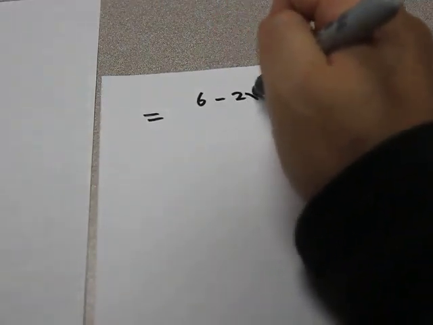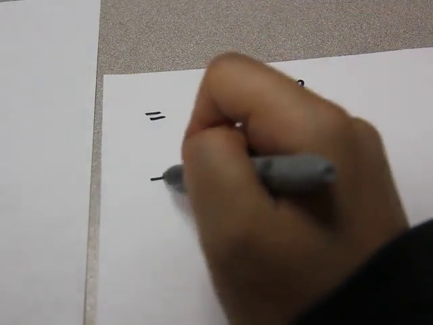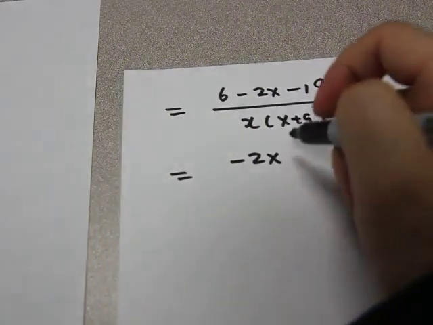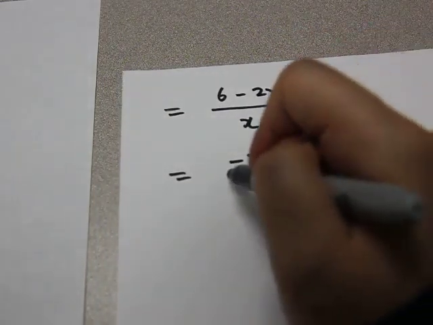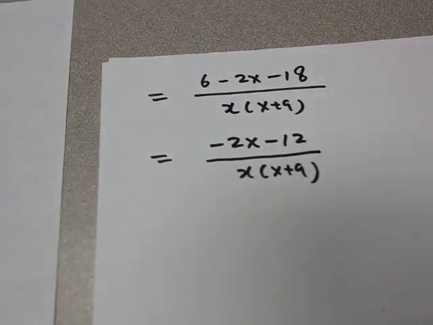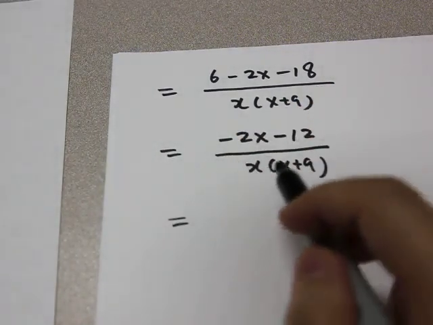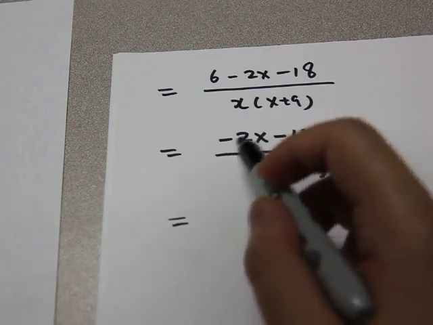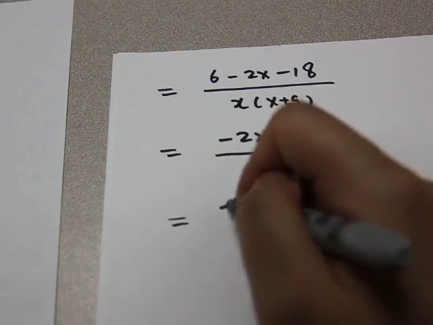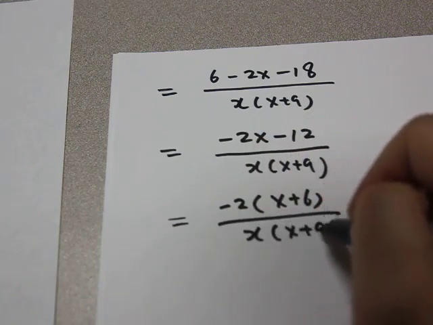So that gives me 6 minus 2x minus 18 over x times x plus 9. So that is negative 2x minus 12 over x times x plus 9. Okay, that's it. Or if you want, you can continue to factor out negative 2 from the numerator. So your answer will be negative 2 times x plus 6 over x times x plus 9.